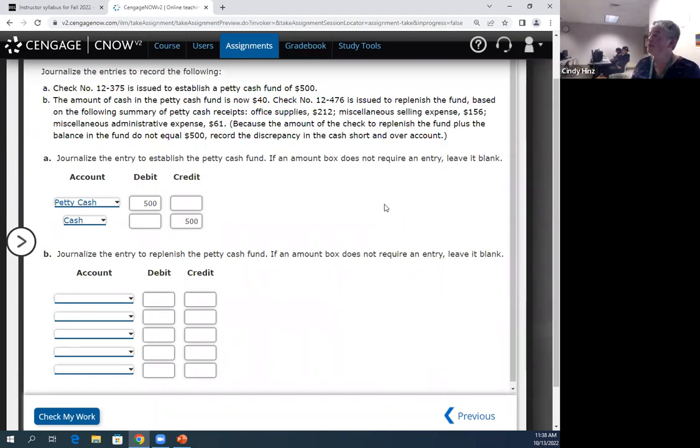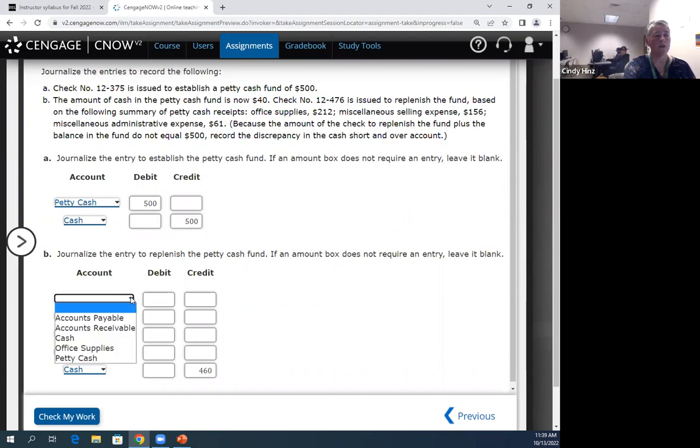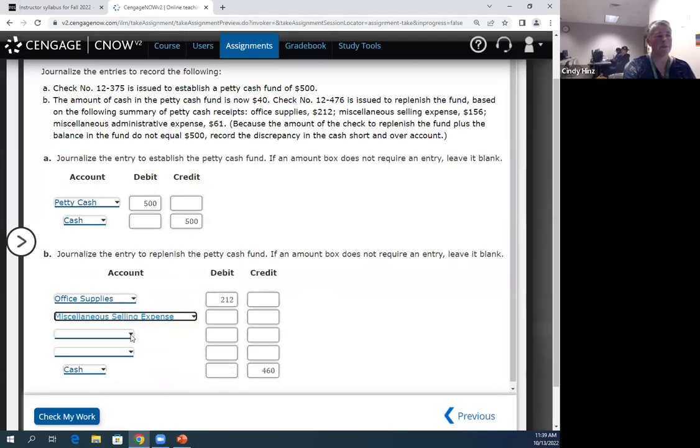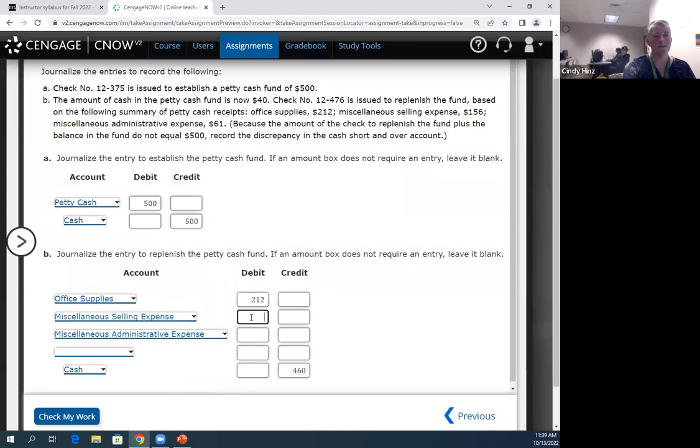We still need to request a check for $460. And so that's going to be part of this entry, the issuance of a check for $460. And that's going to restore the petty cash fund to its full $500 amount. We are going to report that we purchased $212 of office supplies, that we incurred some miscellaneous selling and administrative expense, $156 and $61.